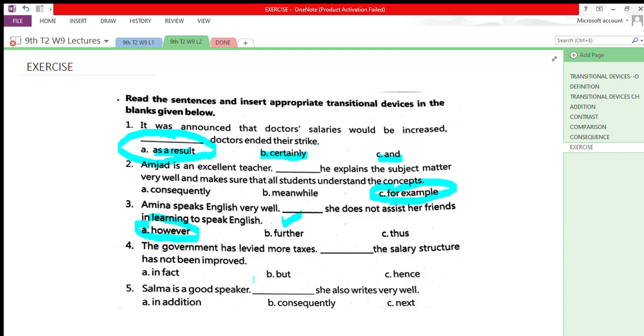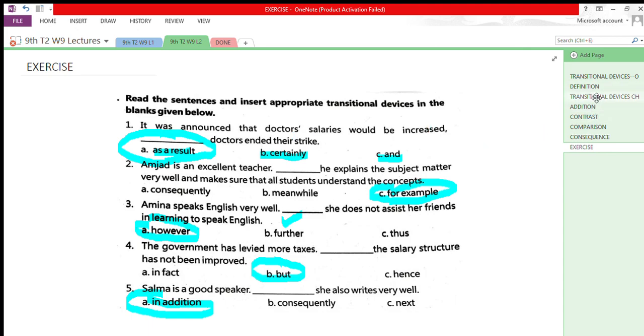The government has levied more tax. The salary structure has not been improved. But result, okay? Salma is a good speaker. She also writes very well. Now, in addition, this is adding up more information. Salma is a good speaker. In addition, she also writes very well. Now, see how we have used transitional devices to make our sentences more clear.